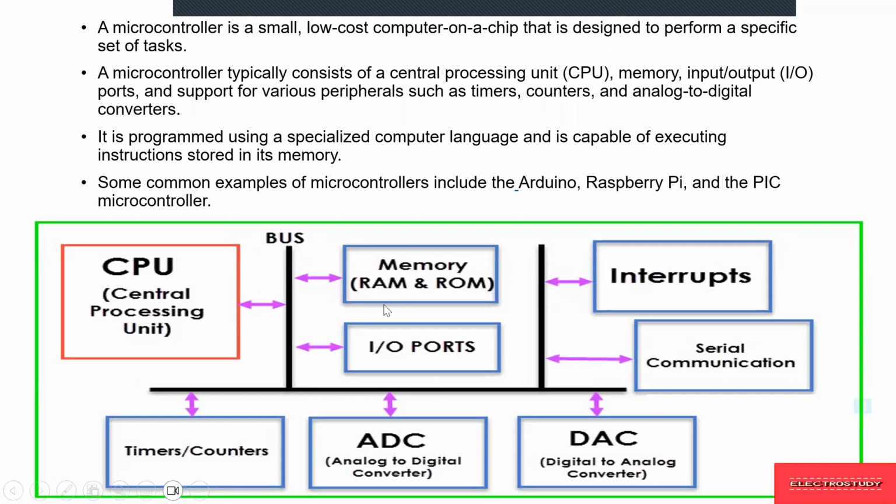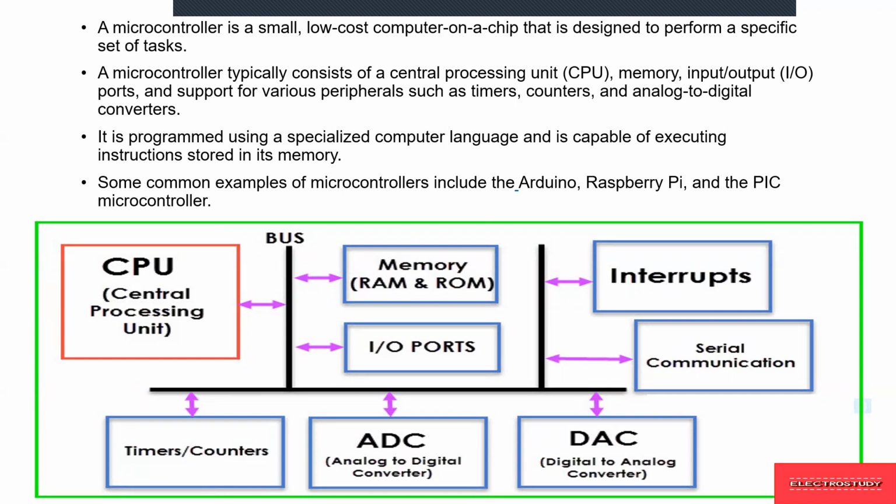You have timers and counters, where timers are set to count the number of seconds or minutes taken for a particular task to complete. And counters keep counting the number of cycles taking place for a particular instruction to be executed. You have ADC and DAC, which are the analog to digital and digital to analog converters.